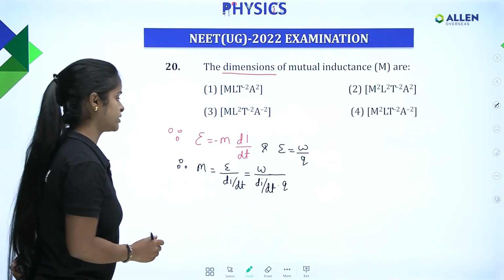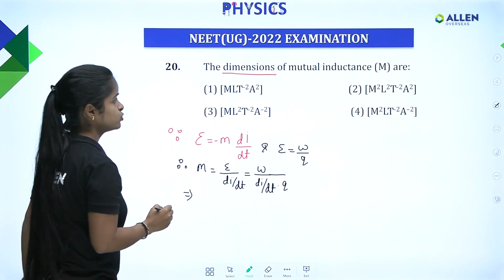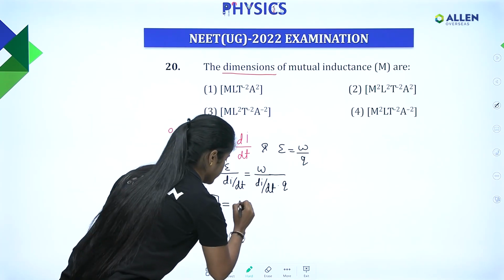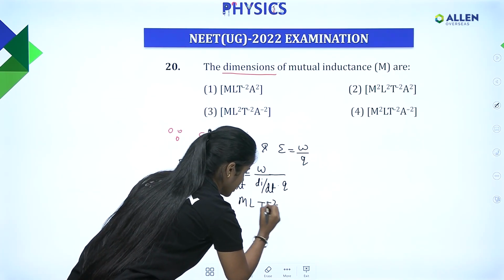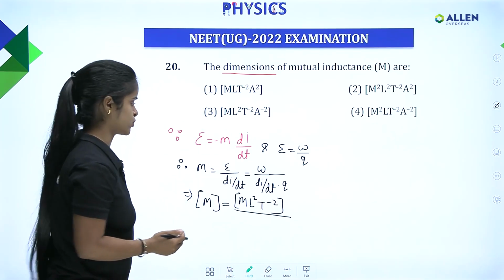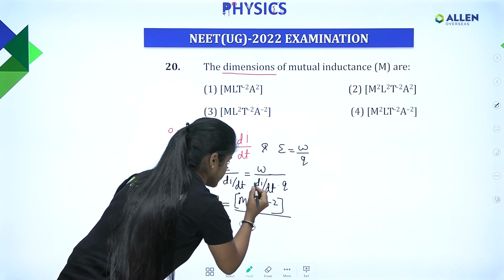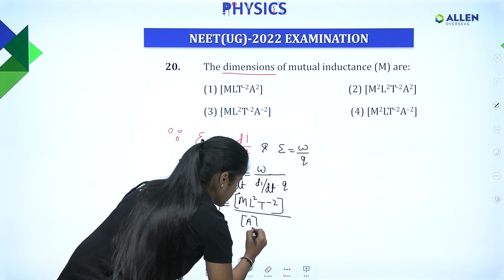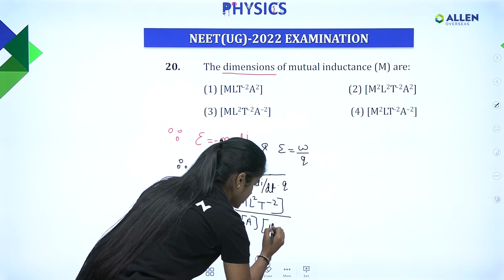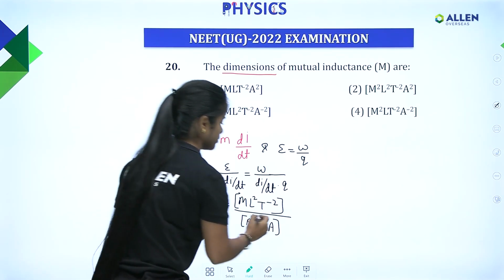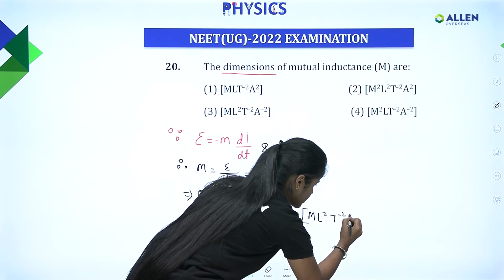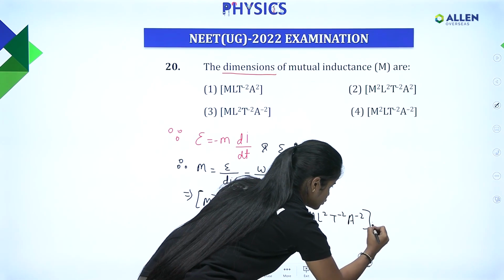Now in the next step I am going to write the proper dimensional formula for mutual inductance. So M under the square bracket it will be M L square T to the power minus 2. This is the dimensional formula of work, or you may say energy also. The dimensional formula of current is ampere, and dq by dt, or q by t, will give you the dimensional formula A, right? So finally, the final answer is M L square T to the power minus 2 A to the power minus 2.